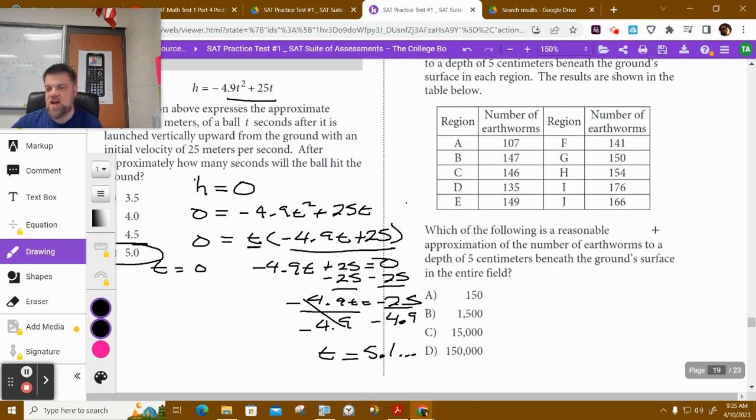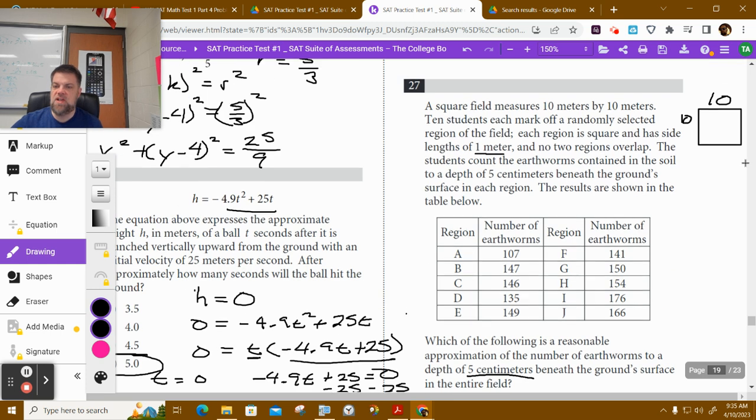So it says, which of the following is a reasonable approximation for the number of earthworms to the depth of 5 centimeters beneath the ground surface in the field? Okay, now they might have just had 10 little sample spaces. It may not have taken up the whole field, and they're trying to figure out how many there are. Well, it's one region, right?